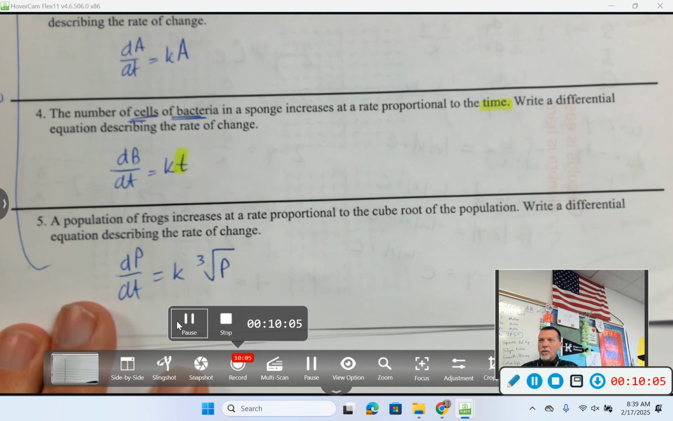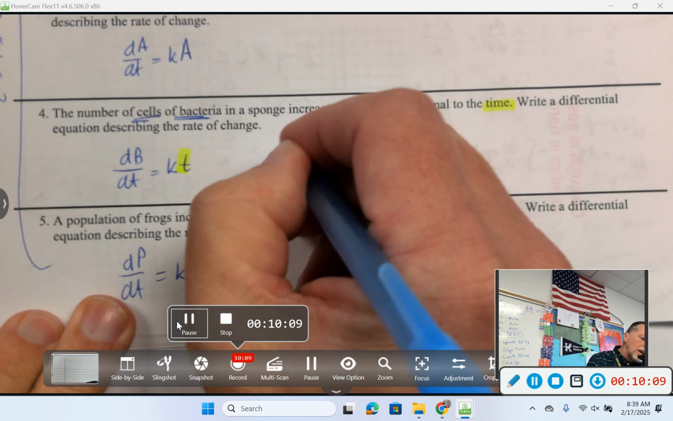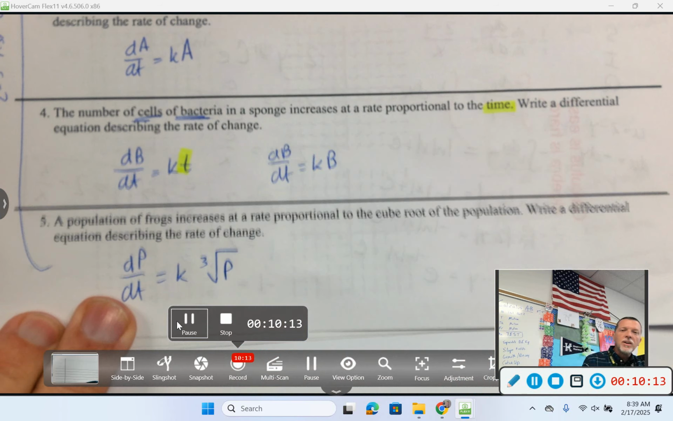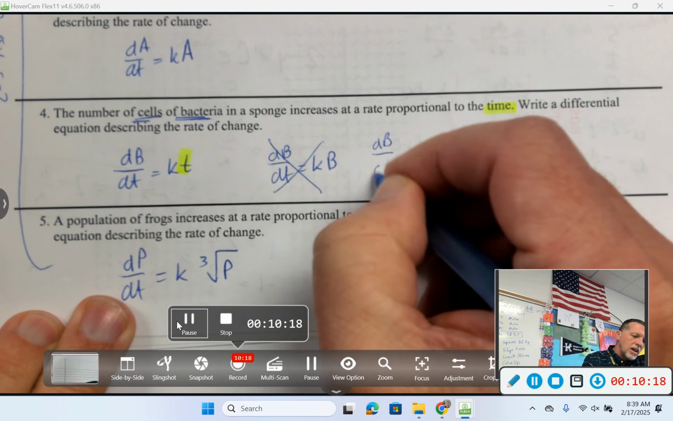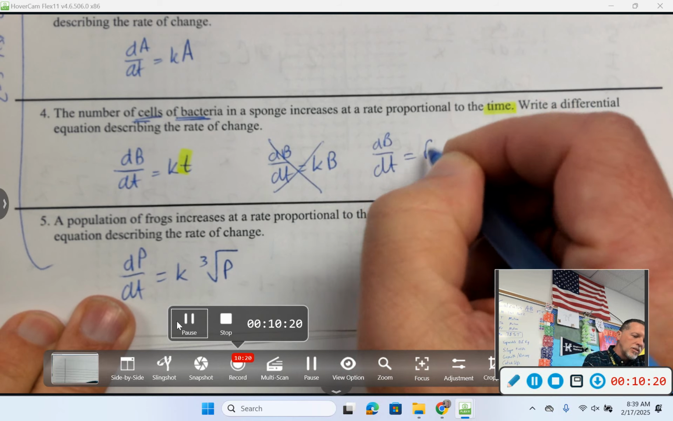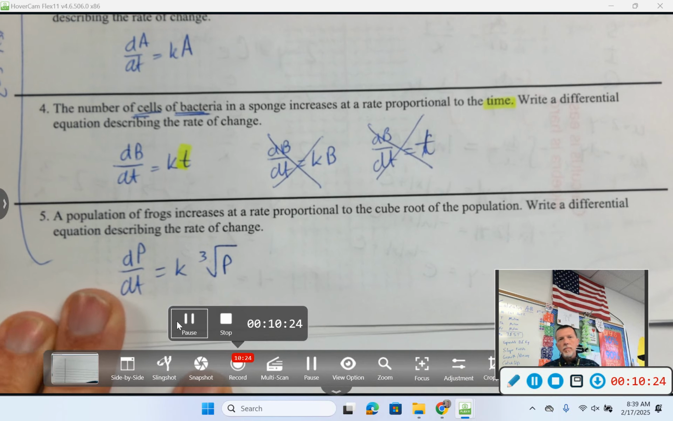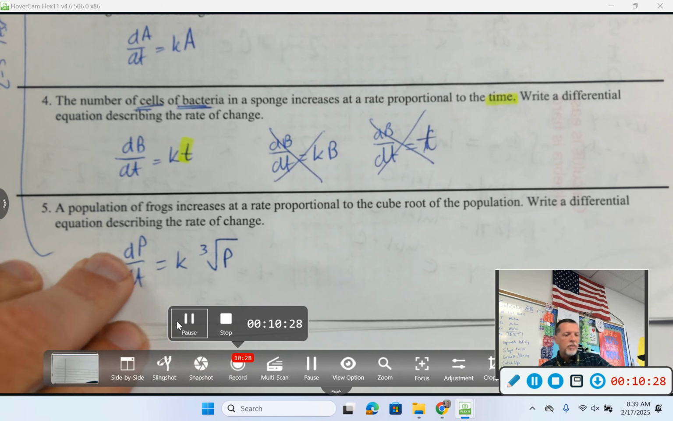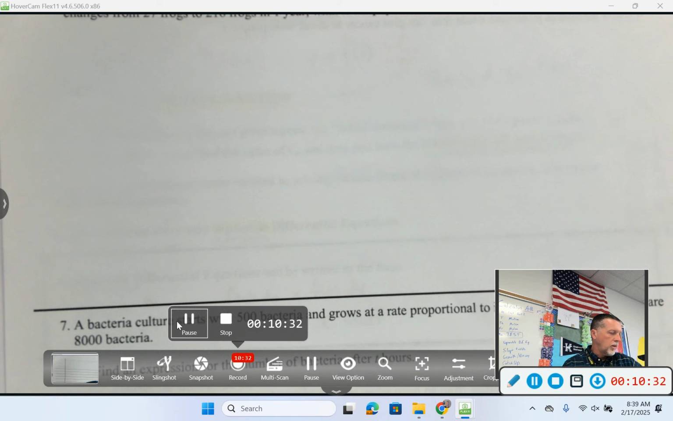The test is all multiple choice, so you could guess what the wrong answers would be. Probably have dB/dt equals k times B on that one. That would be a wrong answer. Maybe leave out the k, just put t over there. That wouldn't be right. So between the ease of the problem and the multiple choice, I think those should be good ones for you.